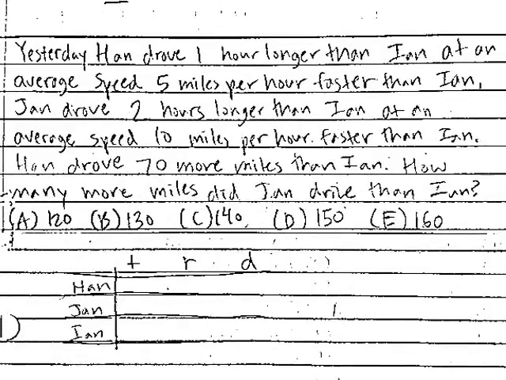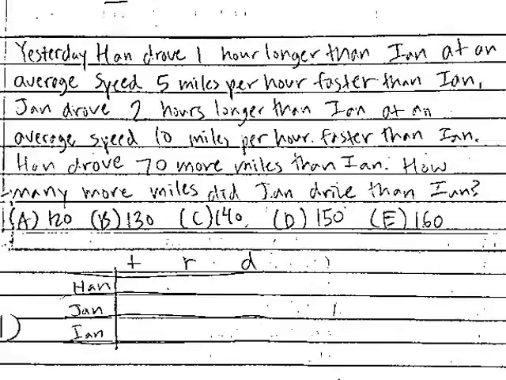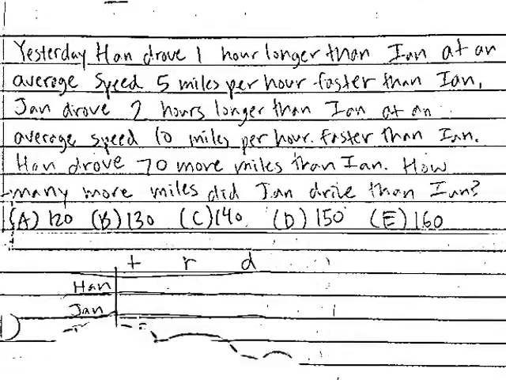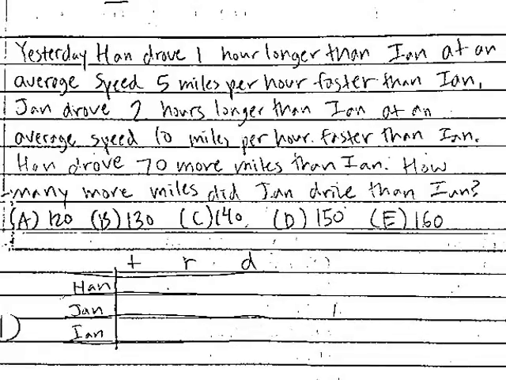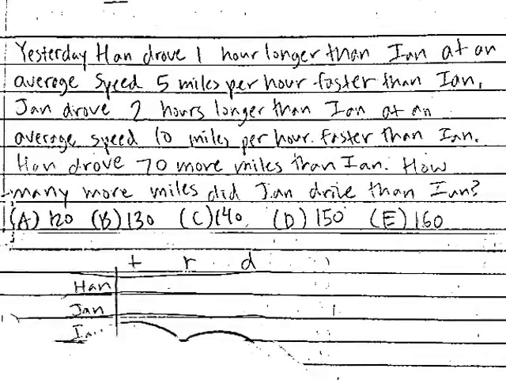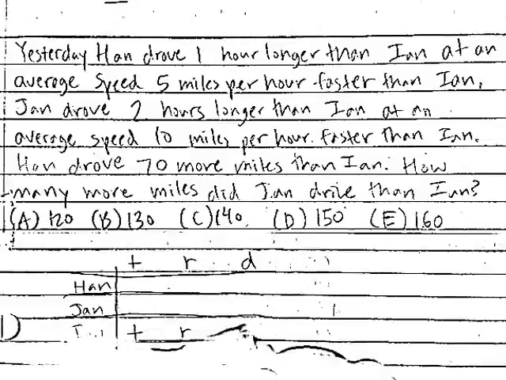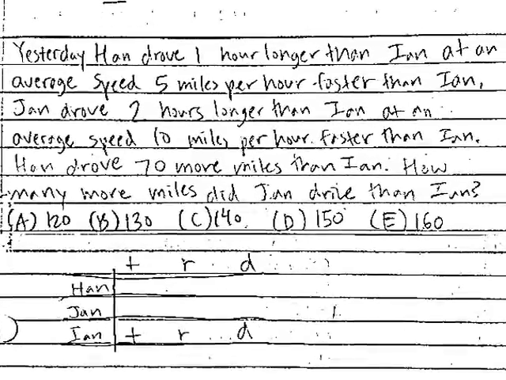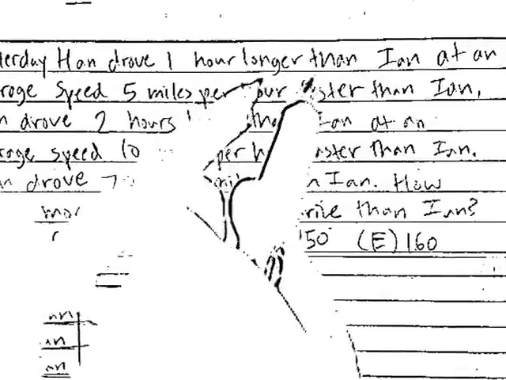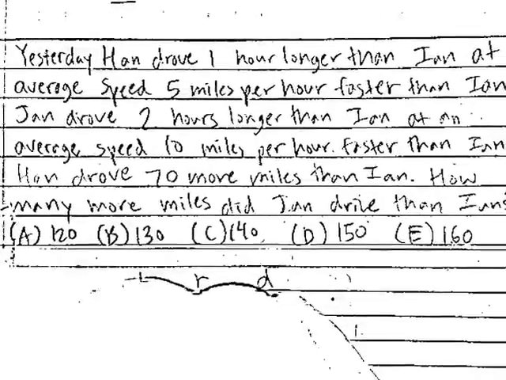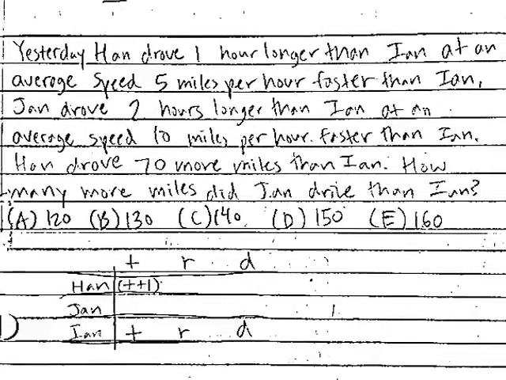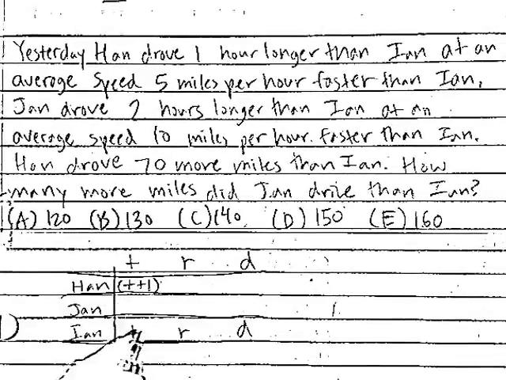Like the rate, which is something miles per hour, and distance, which is something more miles, or something like that. So, I'm just going to assume that Ian's, because we don't know Ian's time, rate, or distance, so I'm just going to assume that it's T, R, and D. Just to assume. Okay, and then so Han, he drove 1 hour longer than Ian. So the time is T plus 1, like 1 hour longer than Ian's time.